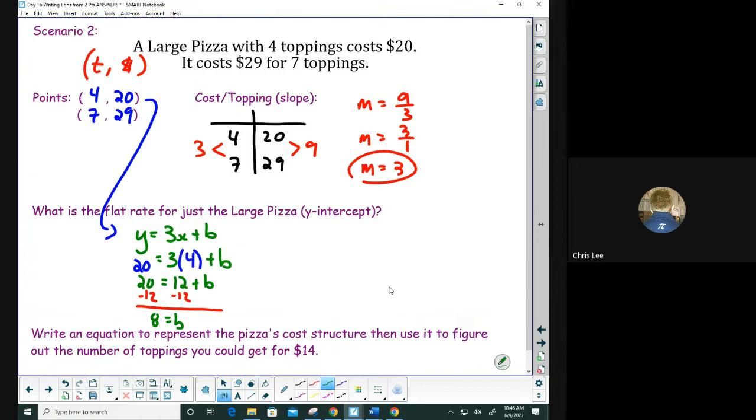Over on the whiteboard here, I have the exact same equation, but I'm going to put in the 7 and the 29 just to prove to you that it didn't matter which one I picked. We picked the 4 and the 20. I think that was a great choice. I'm going to pick this: 29 equals 3 times 7 plus b. 29 equals 21 plus b. Subtract 21, subtract 21. Got the same answer. b is 8. So it doesn't matter which one I do, I'm going to get the right answer.